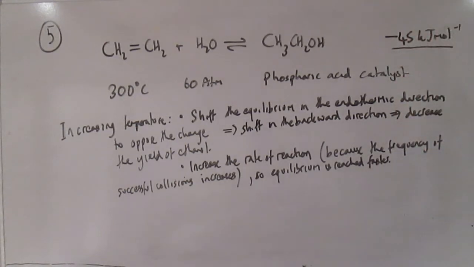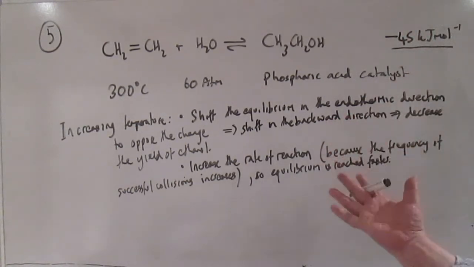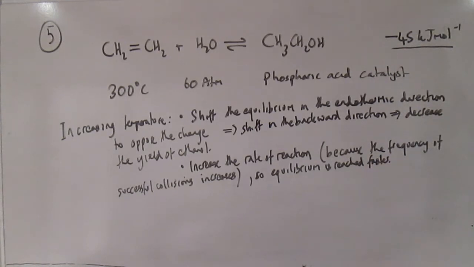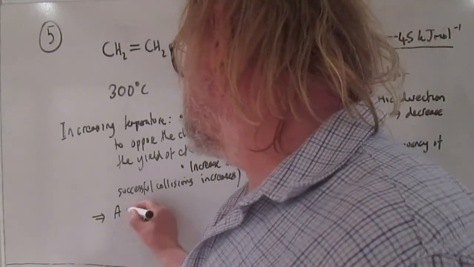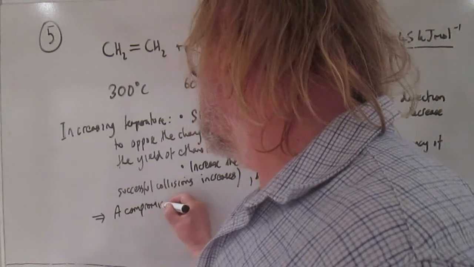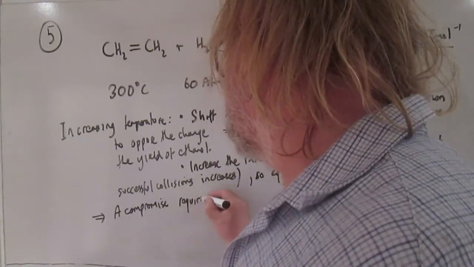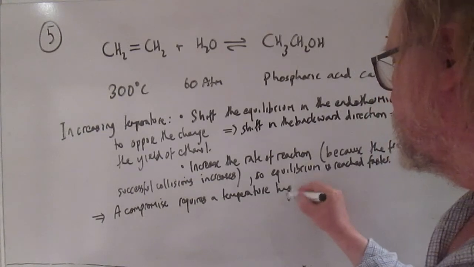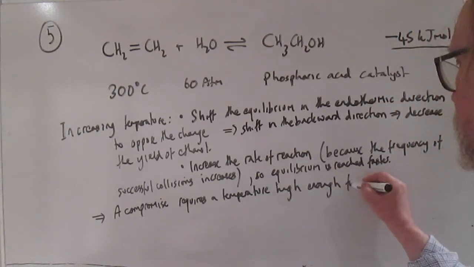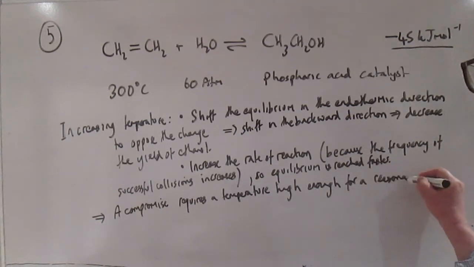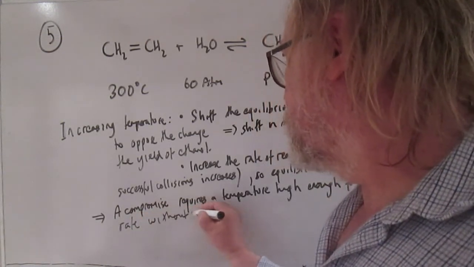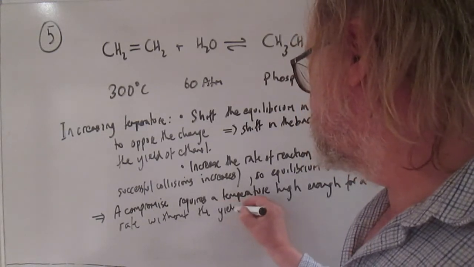So you can see the problem that if you had all the time in the world, you could work at a very low temperature to maximise your yield of ethanol, but the problem is it might take you forever to get there. So you need a compromise. So a compromise requires a temperature high enough for a reasonable rate, so you don't have to wait around forever, without the yield of ethanol decreasing too much.